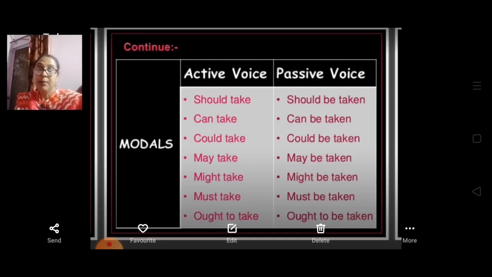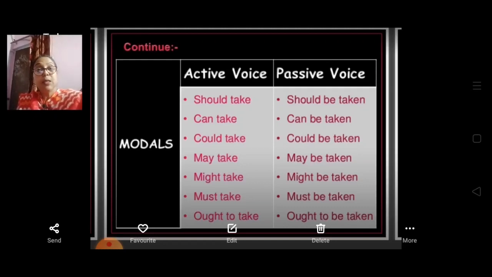May take, may be taken. Might take, it will become might be taken. Be will be there. Whenever we are changing modals from active to passive voice, if modals are written in active voice, we are going to change to passive voice with be and past participle, and the modals will remain the same. Might take, we are going to write in passive voice as might be taken. Must take, must be taken, and ought to take, ought to be taken.